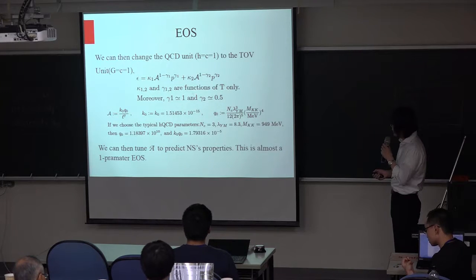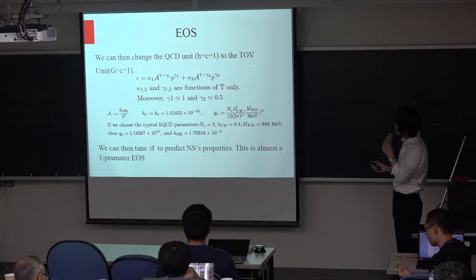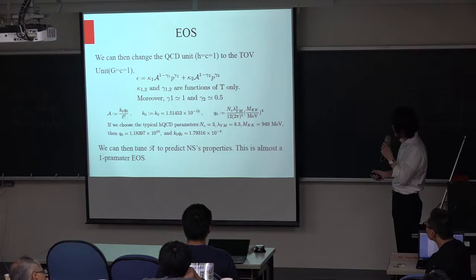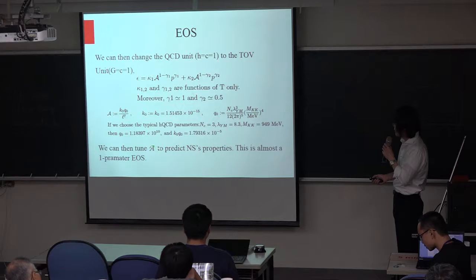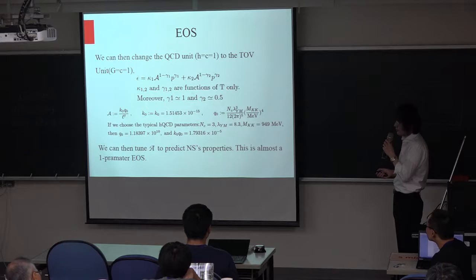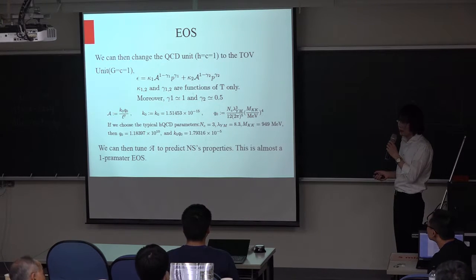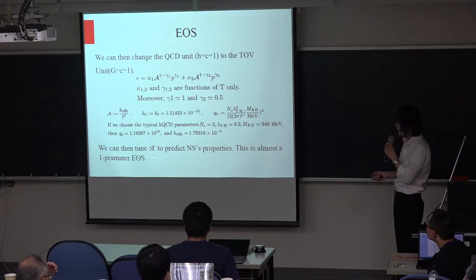The other thing we need to do is change this QCD unit to the TOV unit, because we have different conventions. So after changing to TOV units, we found that there's actually only one parameter. We name it A. That's very different from the known equations of state from phenomenological studies, because they usually have a lot of parameters to determine from observations, but here we only have one parameter.